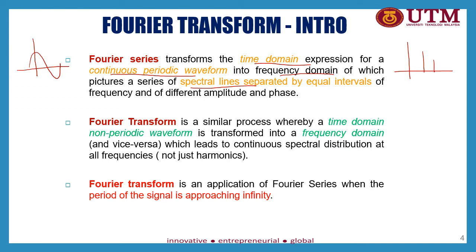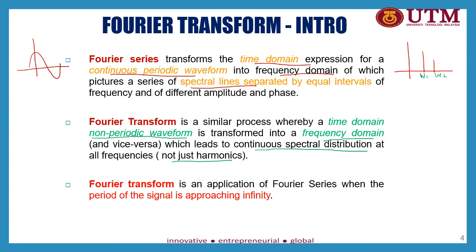But in Fourier transform, the signal in time domain is non-periodic. Okay, meaning that the signal is not repeating itself by the same duration T, and the signal will be converted into frequency domain or omega domain, which leads to a continuous spectral distribution at all frequencies, not just harmonics. Okay, in Fourier series, the spectrum covers each harmonic. For example, this is omega 1, omega 2, and so on.